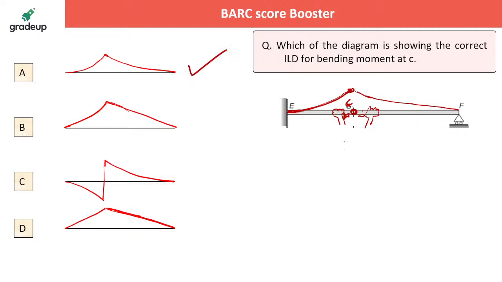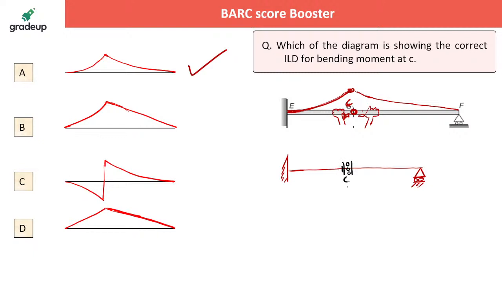Suppose it is asked, what is the ILD for the shear force at C? What will be the ILD for the shear force at C? Shear force ILD means you provide the shear release at this position.